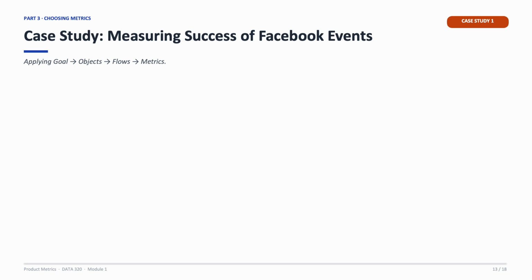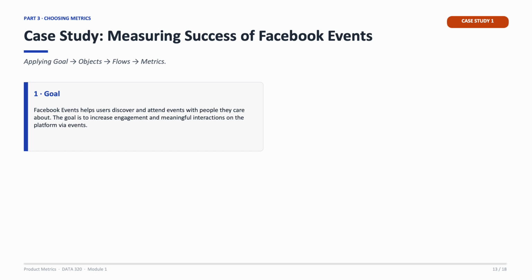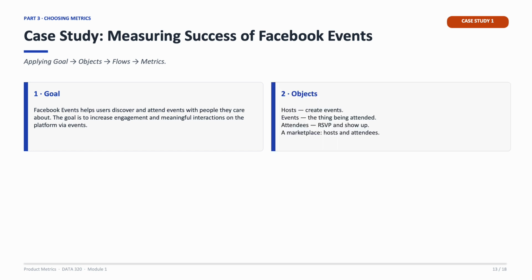Okay, let's work through this together. We're measuring the success of Facebook Events. Step 1, goal. Facebook Events helps users discover and attend events with people they care about. So our goal is to increase engagement and meaningful interactions on the platform via events. Step 2, objects. Hosts create events. Events are the thing being attended. Attendees RSVP and show up. It's effectively a two-sided marketplace.